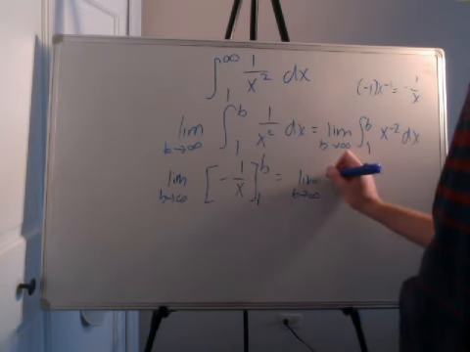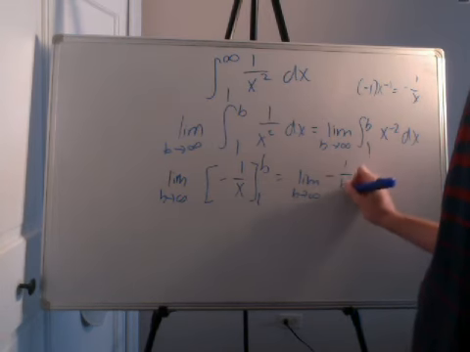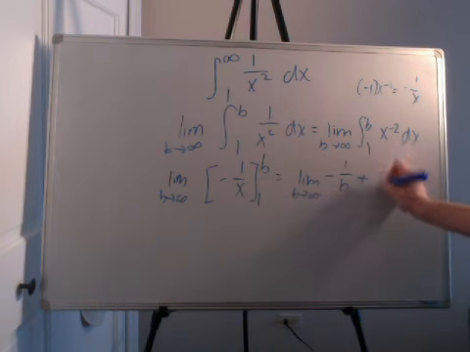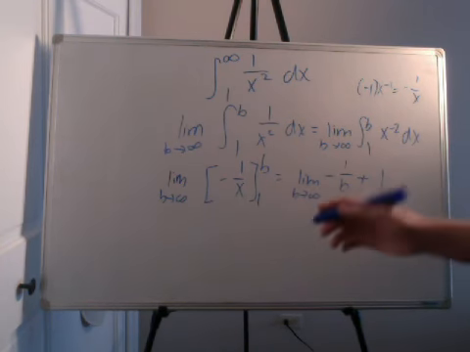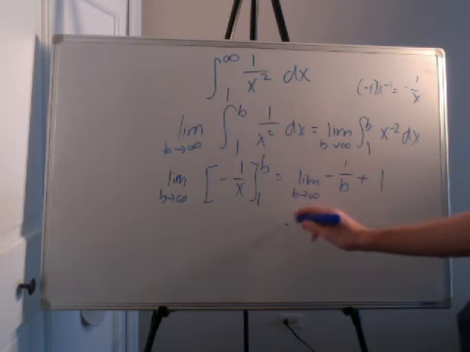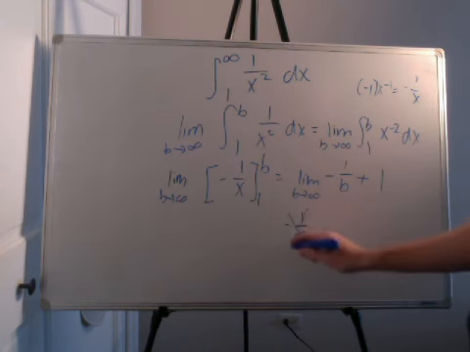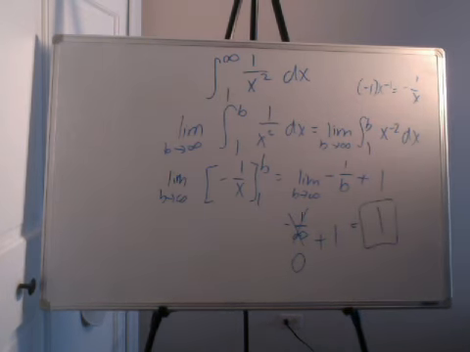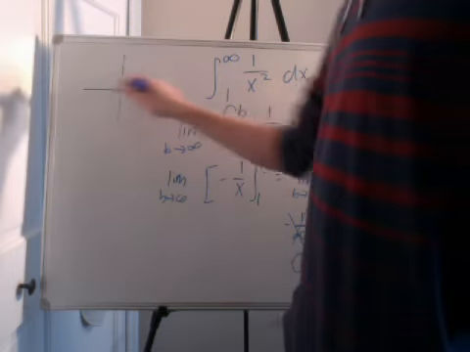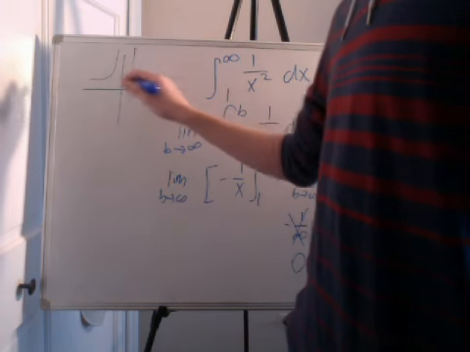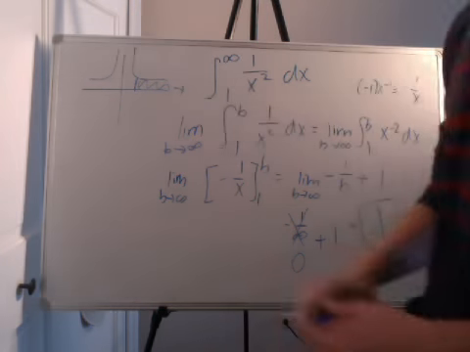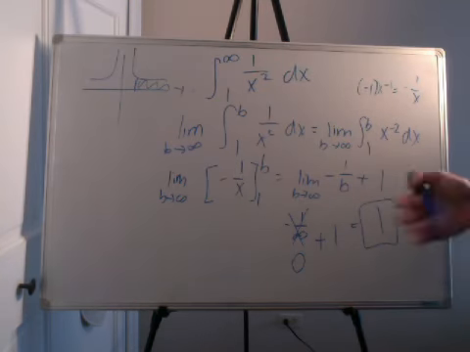And then you would have negative 1 over b minus, but because it's negative, it'd be kind of like plus 1 over 1, which would be 1. And now you're going to plug in infinity because you're doing a limit, and you'd get negative 1 over infinity, which is just going to be 0 plus 1, and that equals 1. So that means that theoretically, if you took the x squared one and you went from 1 to infinity, you'd actually only end up getting 1. I know it's kind of weird, isn't it?